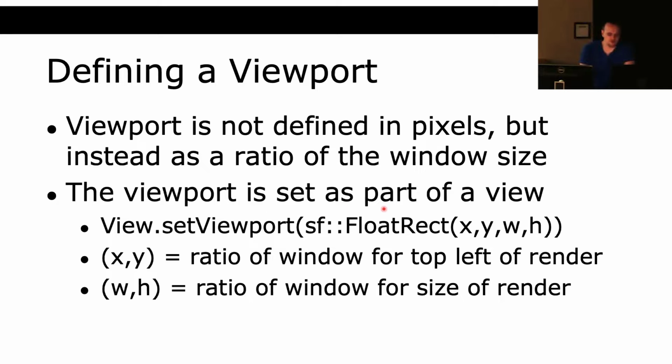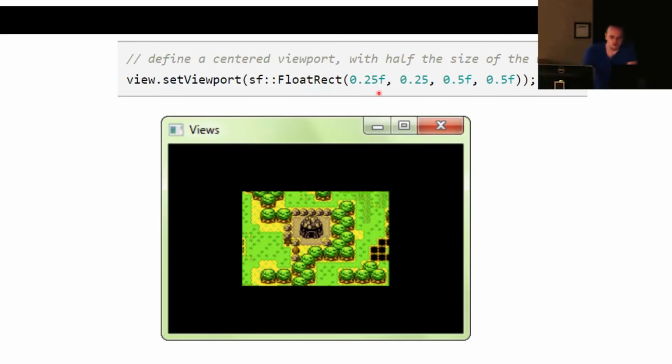So the viewport is set as a part of the view. The view, again, is the window into the world. So we can take the view and then call .setViewport, and that will be a float rect. But XY is the ratio of the window where we want the top left to be, and width and height is the ratio of the window for the width and height. So what does that mean? Let's look at an example. So if we took a float rect of 0.25, 0.25, and then 0.5 and 0.5. Okay, let me get my little marker out here. So this is with respect to the window size.